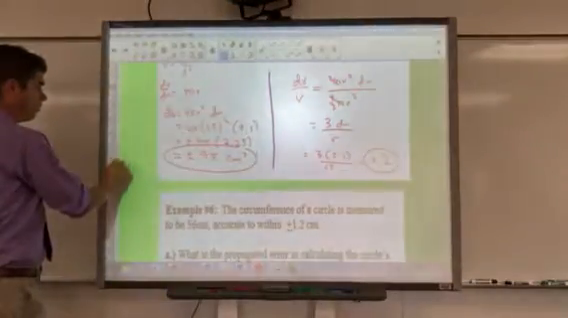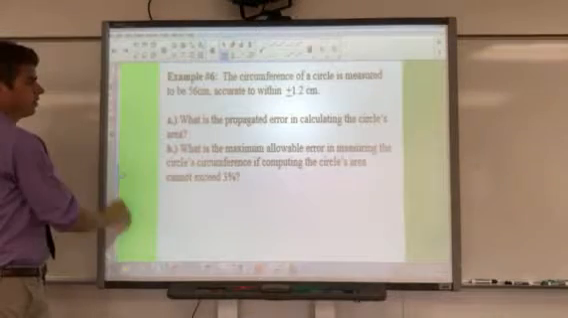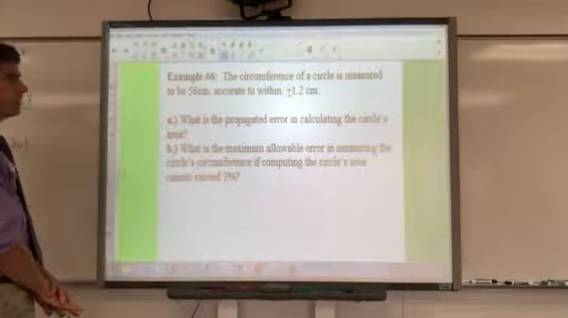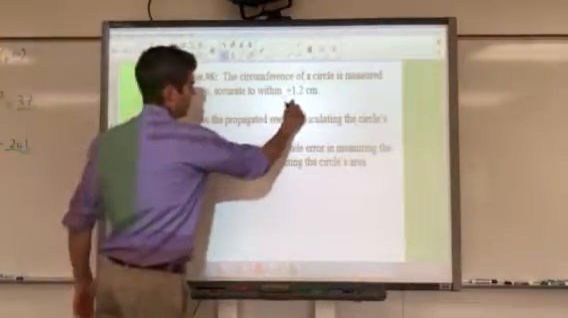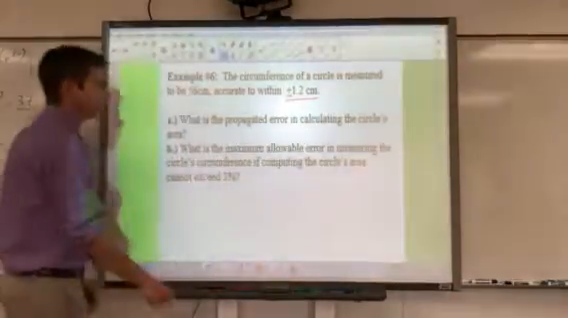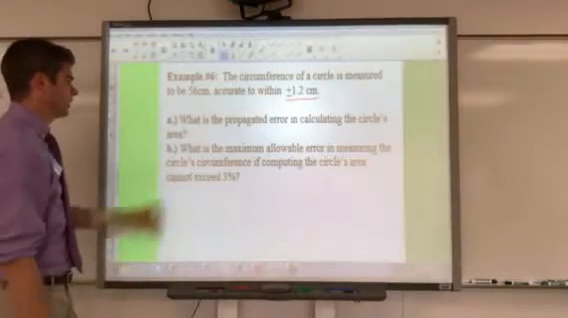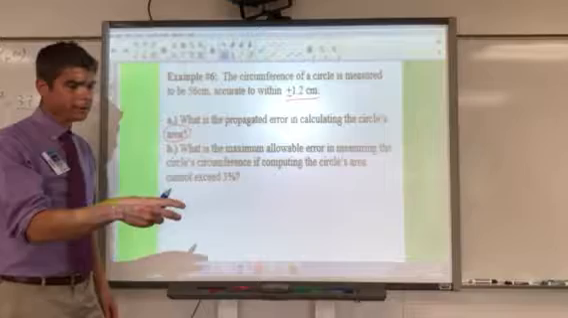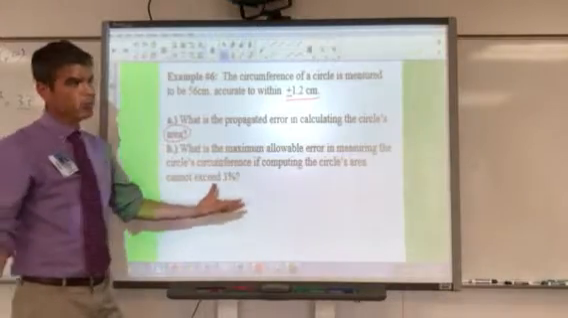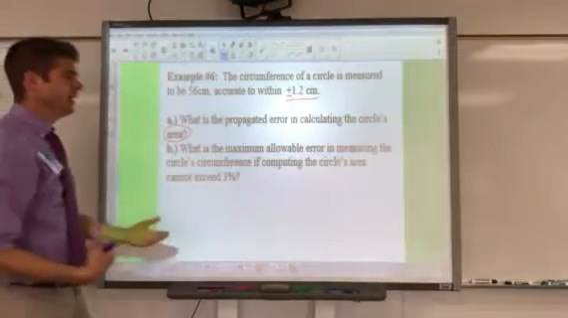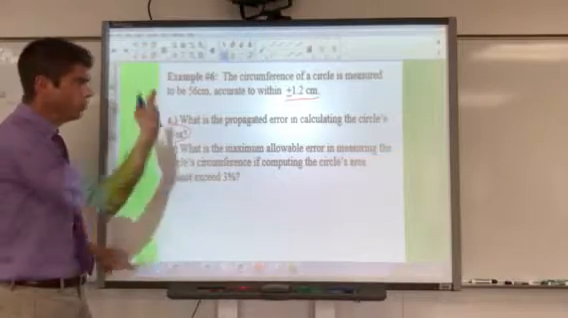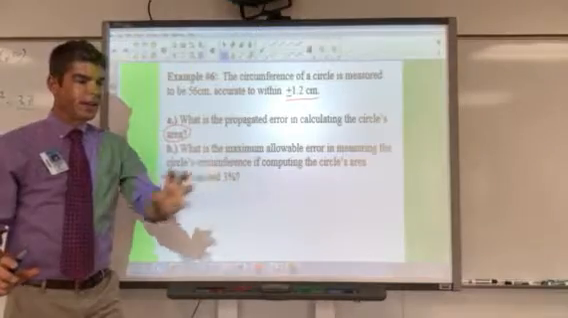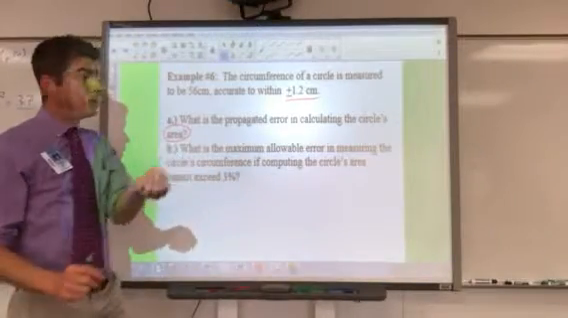Okay, the next problem: the circumference of a circle is measured to be 56 centimeters, and it's accurate within plus or minus 0.1 centimeters. What is the propagated error in calculating the circle's area? We want to be careful, because circumference is a linear measurement and area is a squared measurement. I want to go through the circumference formula to get to area, based on the fact that they both involve the radius.